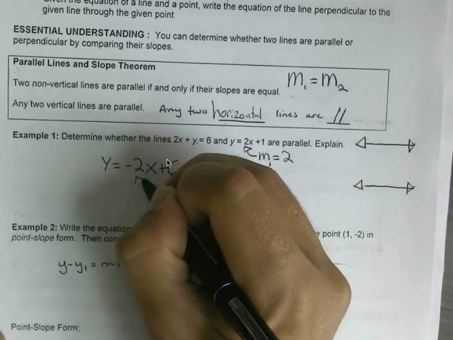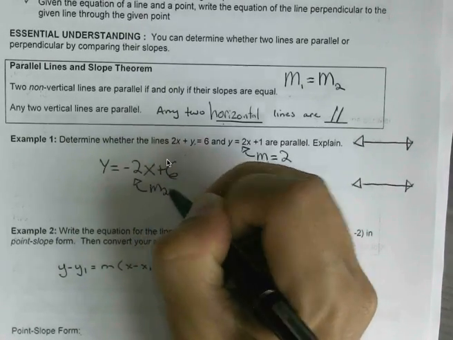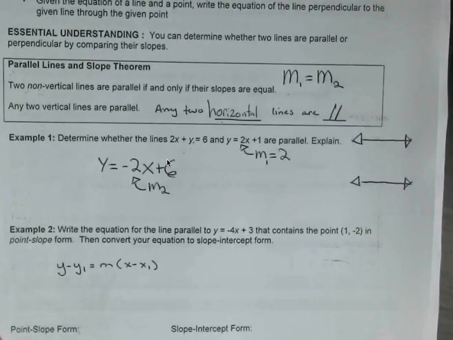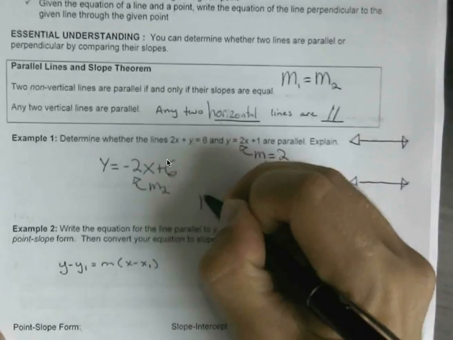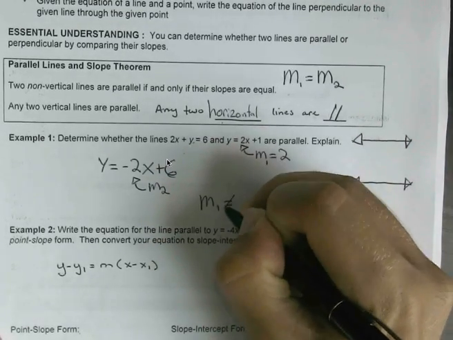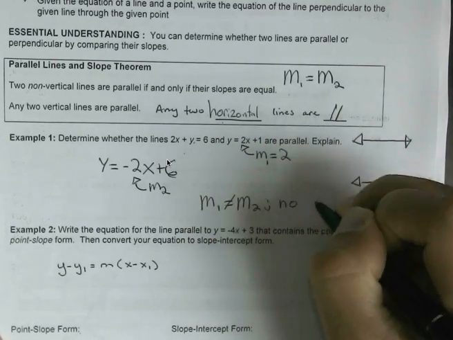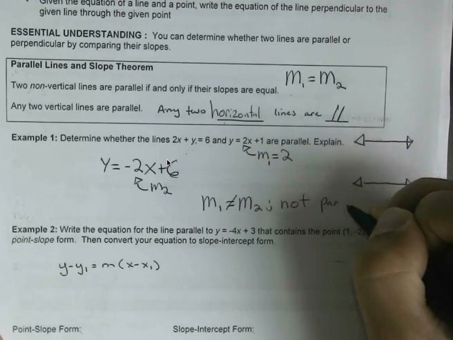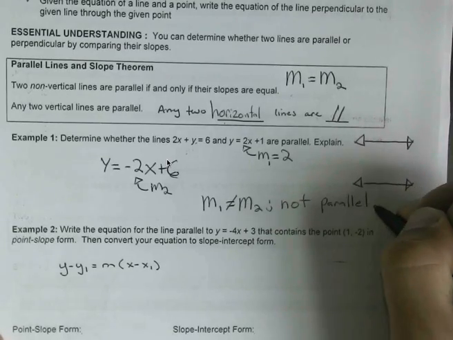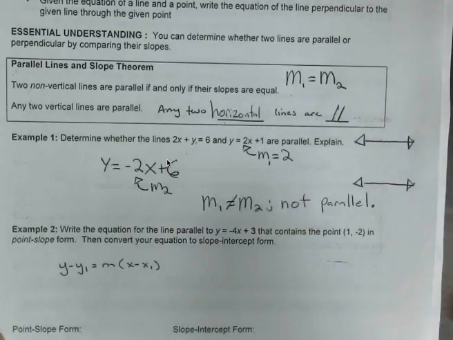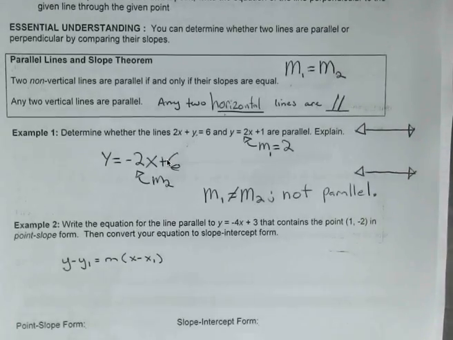What do you think? Is it parallel? Nope. Since the slopes are not equal, these are not parallel. If you're not convinced, you could try to graph these out. In the previous section, you learned how to graph these, so graph them out yourself if you're not convinced.